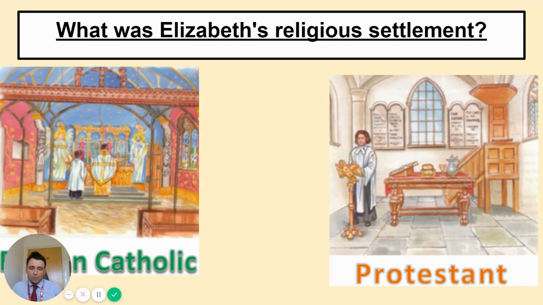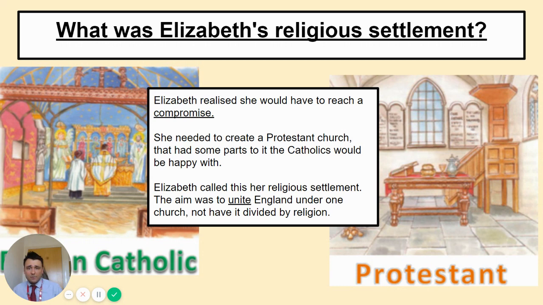It was really important to Elizabeth that she tried to bring together the Catholics and the Protestants. There was a huge number of people in England that were Catholic, but she also had to keep her own faith, which was being a Protestant. Elizabeth realised she would have to reach what we call a compromise. That's where you get two parties and they both make agreements. They both sort of agree on doing something they maybe don't want to do that will please the other side.